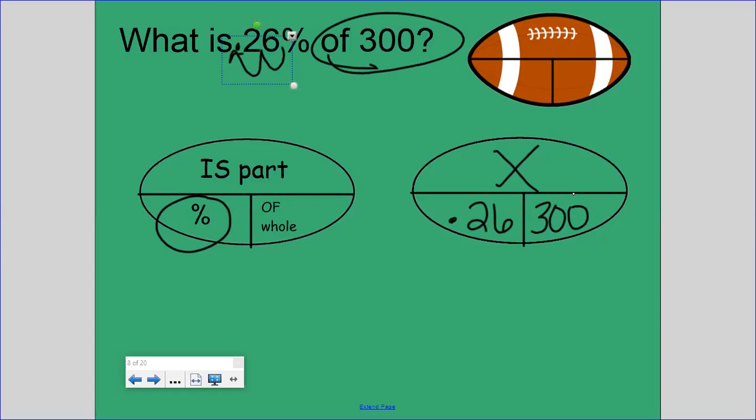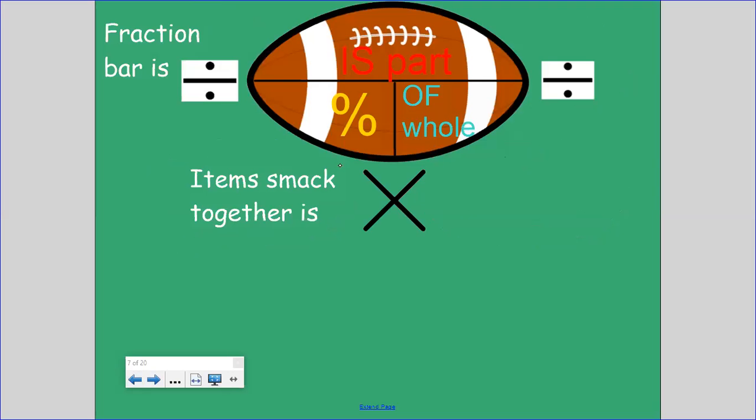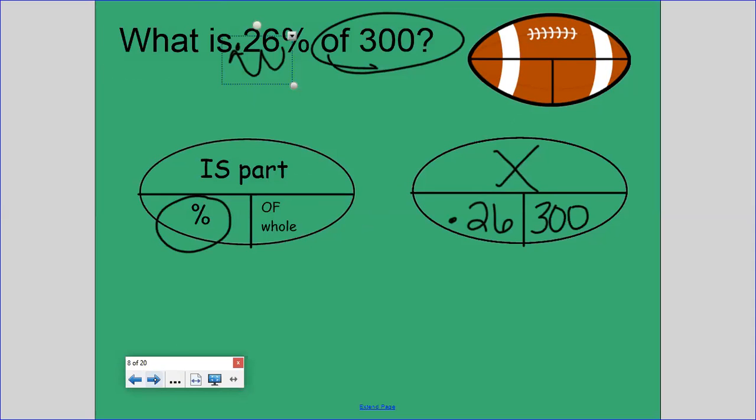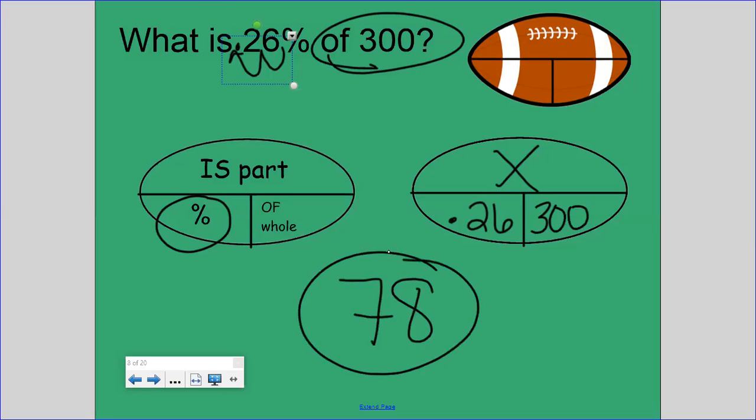Now, according to what I just told you about where numbers belong and what you do to the numbers that are in the football, I'll go back one to show you. See how I have a number here and here? Well, I'm going to multiply those numbers. So 0.26 times 300 is 78. So to answer this question, 78 is 26% of 300.